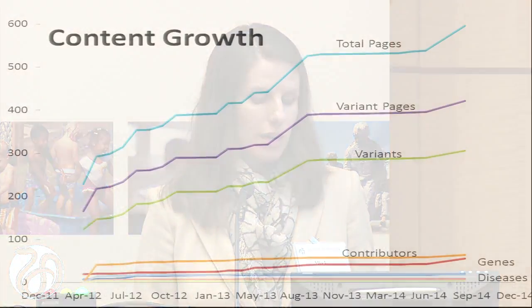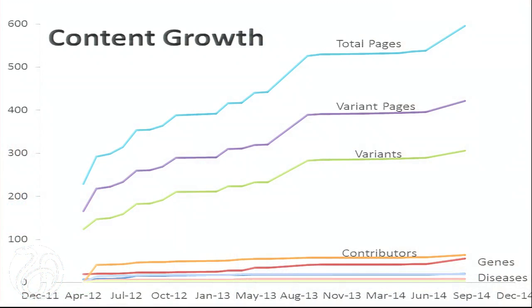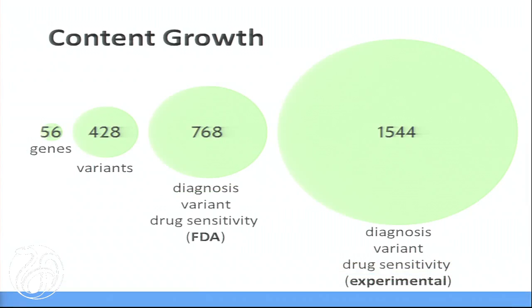My Cancer Genome has continued to grow in content since 2011, and we're excited about how we're managing to do that. It might seem like we don't have very many genes. We cover 56 genes. Clearly, these large panels have a lot more on them, and only 400 variants. But if you look at all of the disease-drug-variant relationships that we represent, we have over 700 of them for FDA-approved drugs and over 1,500 in the experimental therapeutics realm. So the permutations on all of this start to add up very quickly.